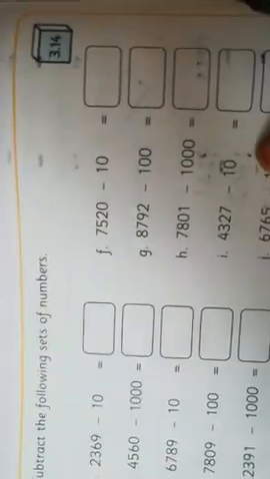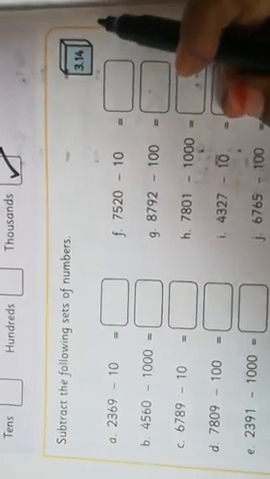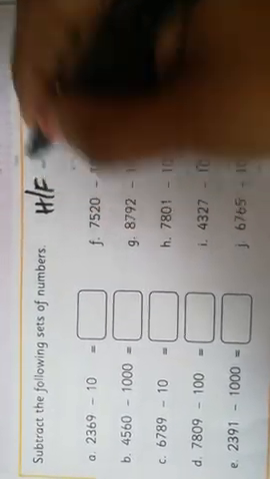The digit in which place has been changed? Yes, the thousands position. We have to tick thousands. Next, activity number 3.14 in your studio book, page number 72, children. Subtract the following sets of numbers. This is your home fun activity, children.